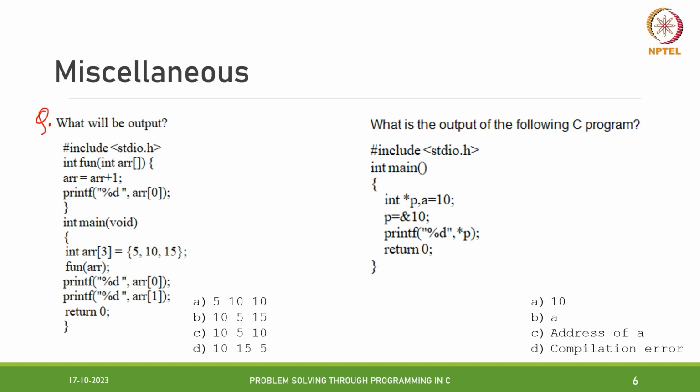Now in the main function, we are defining an array of 3 elements: 5, 10 and 15, and we are passing the array to the function called fun, and we are printing ARR of 0 and ARR of 1. Now, what will be the output of this particular snippet?